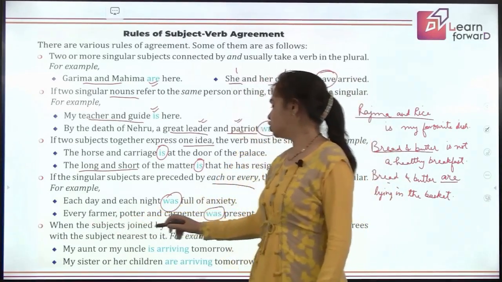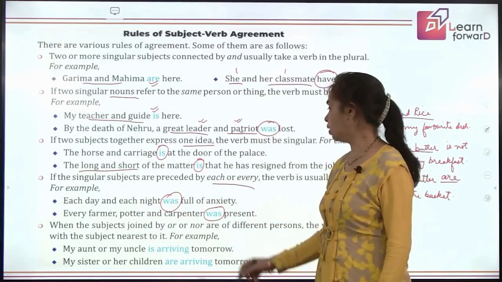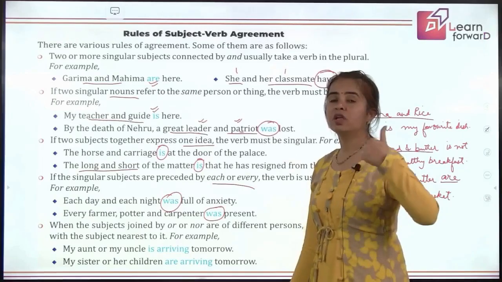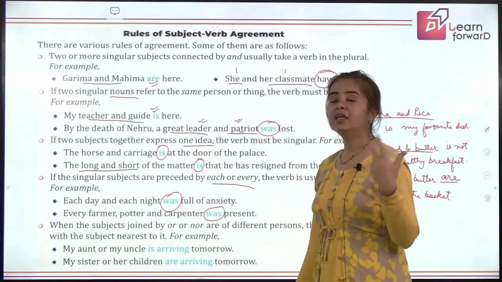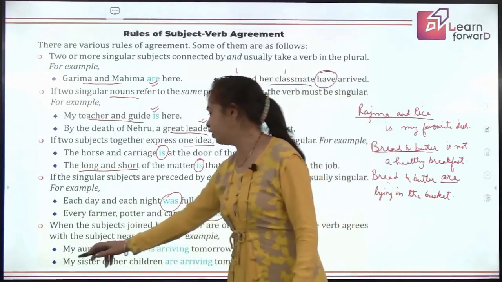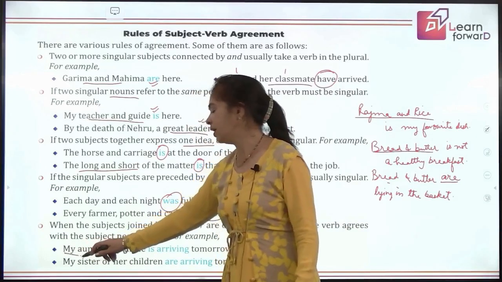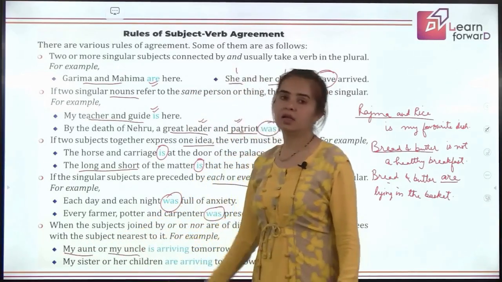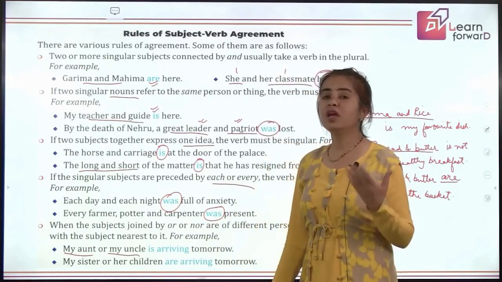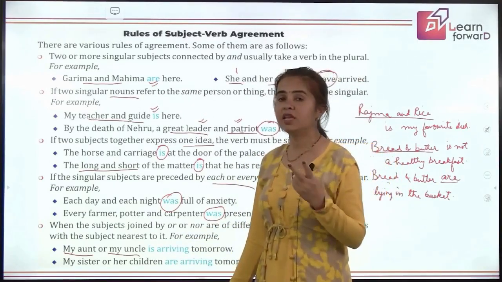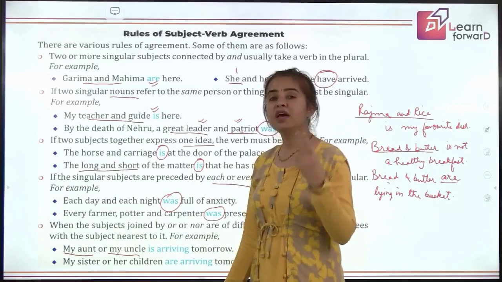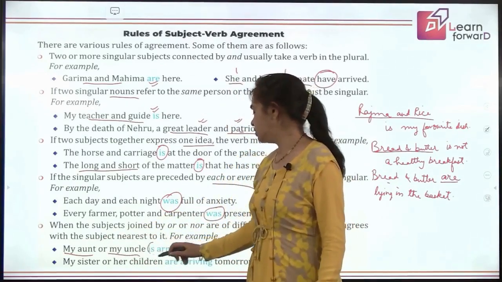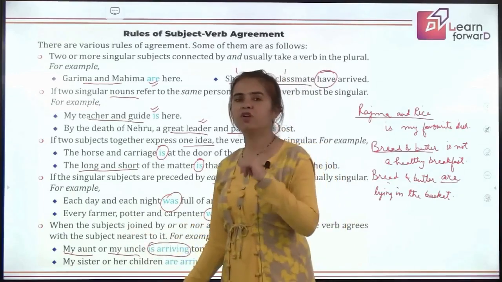When the subjects joined by or, nor are of different persons, what then? If you are using or, nor, and the two subjects used there are of different persons, number. My aunt is singular, my uncle is also singular. So we are making a choice here. We are not saying and, we are saying or. So in this case, we will be using singular is arriving tomorrow, because just one of them will be coming.